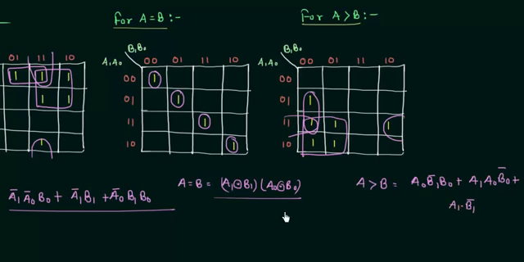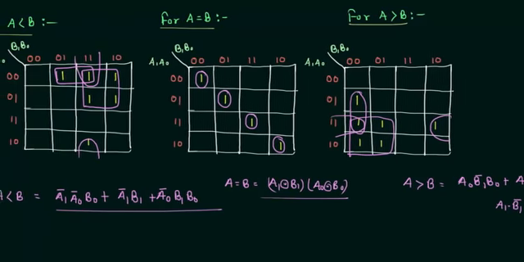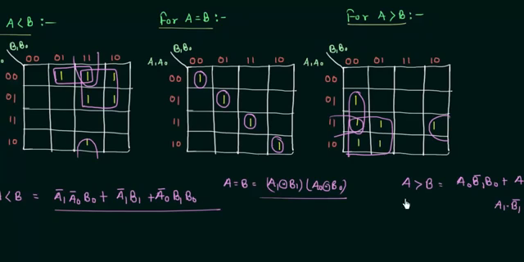So in this way we design a 2-bit magnitude comparator, and you can implement these logical expressions in your circuit, which we are not going to do in this presentation. So this is the end of this lecture. See you in the next one.